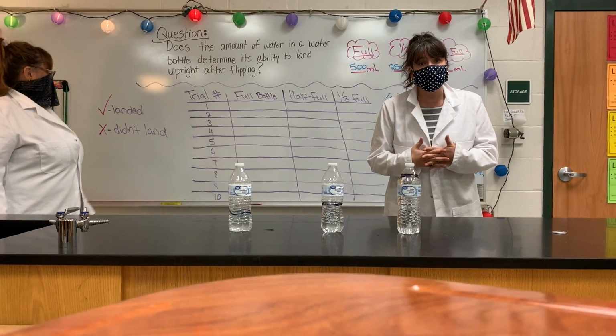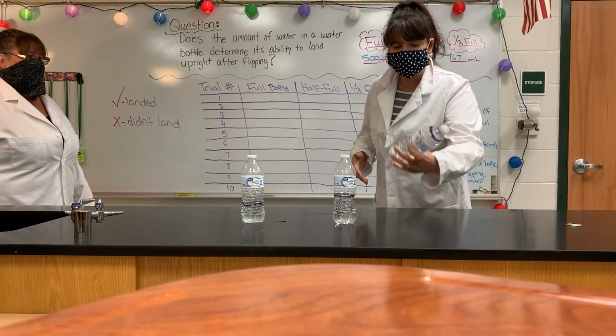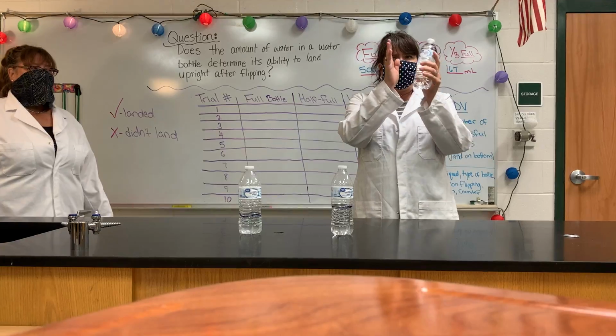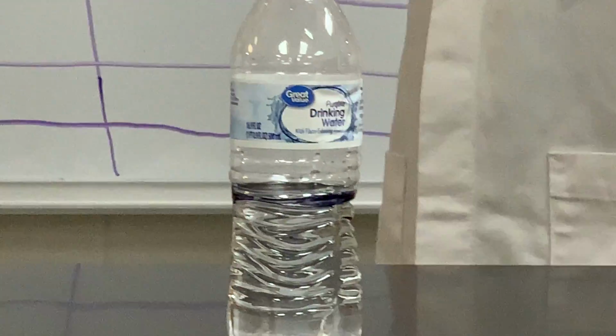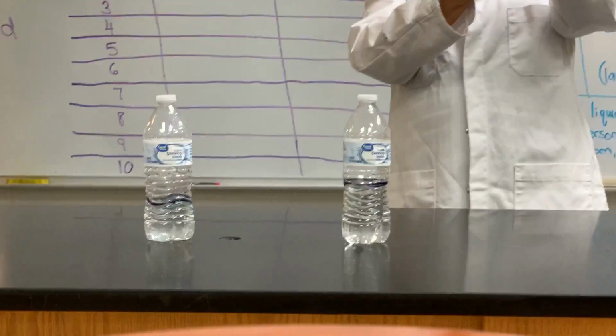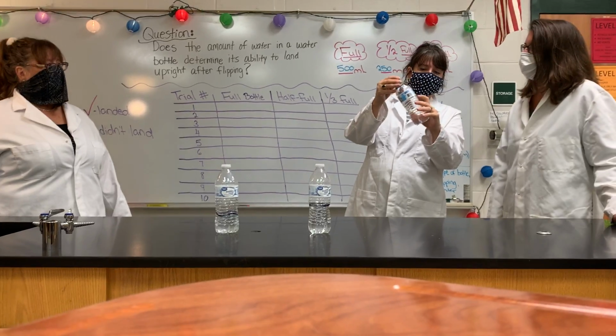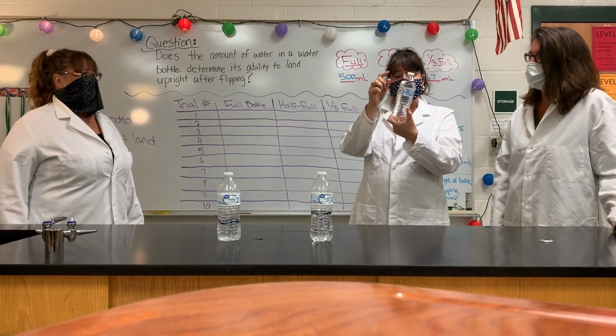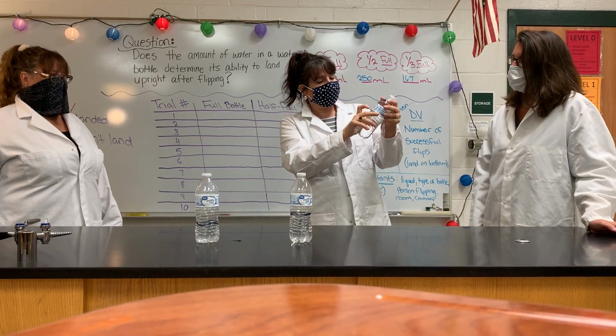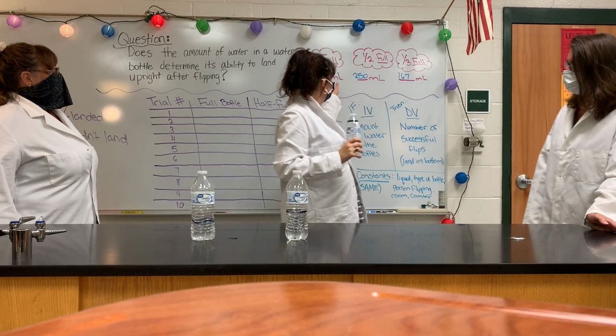Just to give you some measurements, if we look on the bottle, and we're talking about full, half full, and 1/3 full, what is a full bottle of water? If we look at it, what do we see? Half a liter, 500 milliliters. You can see that on the water bottle down here. And so we wrote 500 milliliters.